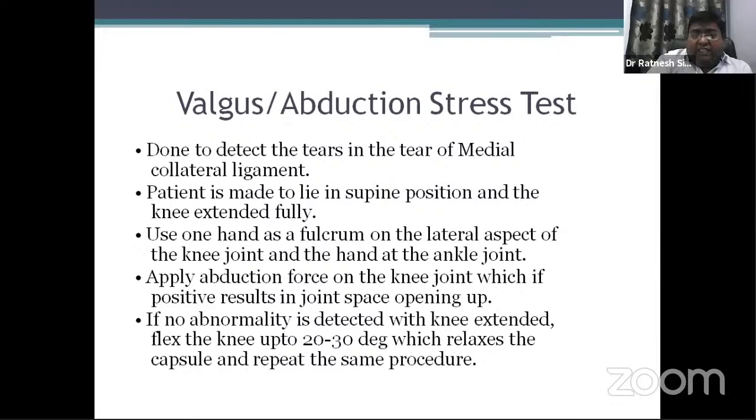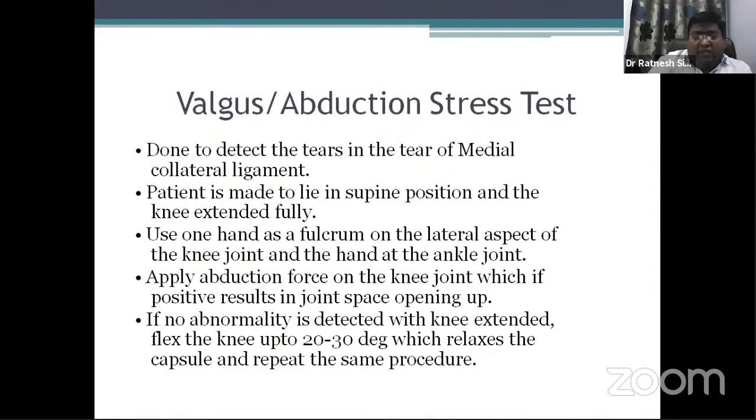Now, valgus and varus tests are done to check the integrity of the MCL and LCL. The valgus test is done to detect a tear in the medial collateral ligament. The patient is made to lie in supine position with the knee extended fully. Use one hand as a fulcrum on the lateral aspect of the knee joint and the other hand at the ankle joint. Apply abduction force on the knee joint, which if positive results in joint space opening.